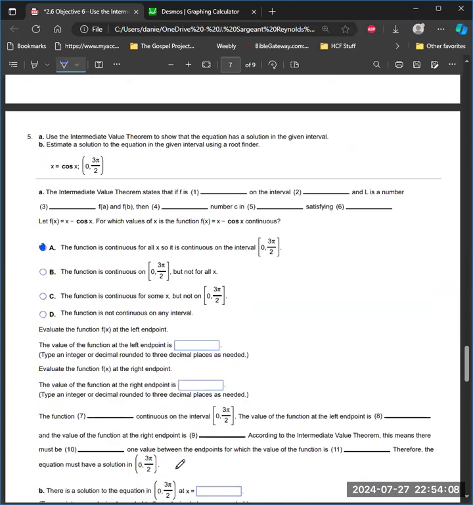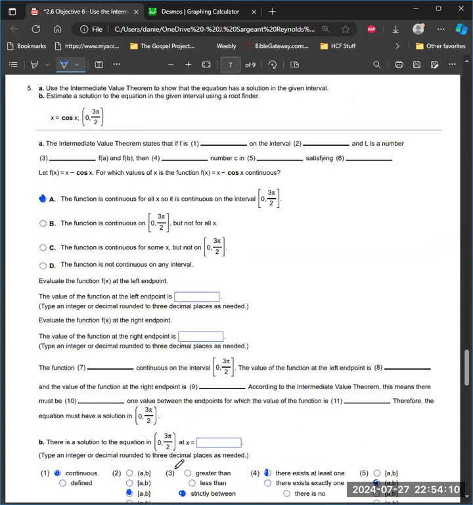Value for the function at the left endpoint, cosine of 0 is 1. Cosine of 3 pi over 2 is going to be 0.